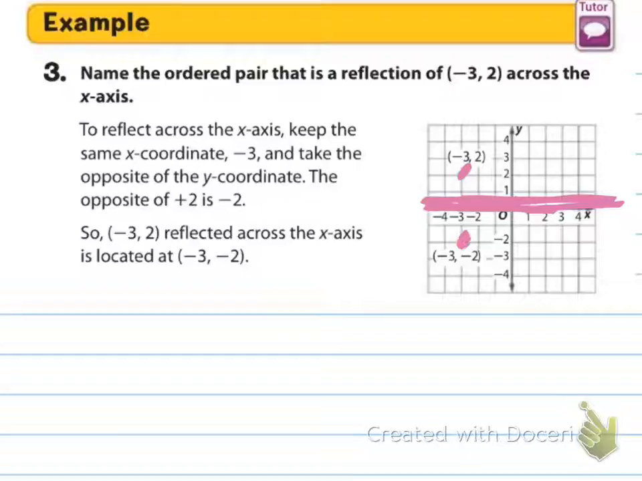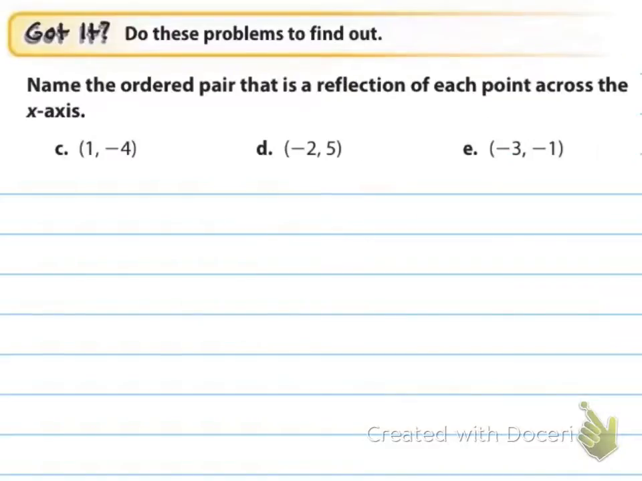Remember, one of the numbers always has to stay the same, and then the other one will be opposites. So we've got our -3s that stay the same, and then our 2 and -2 that are opposites.